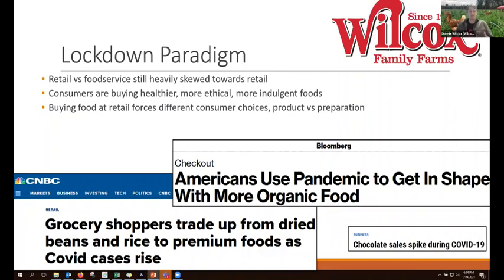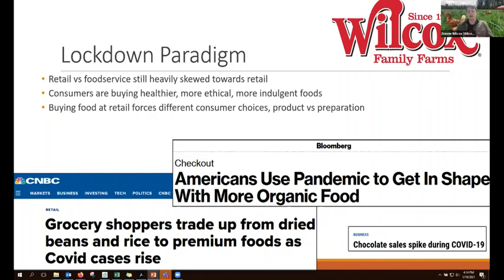So obviously the retail versus food service part was still there. Food service still doesn't really exist, and retail is still really big. But there are a few other things that we've seen that I think are really interesting, and they're important, I think.